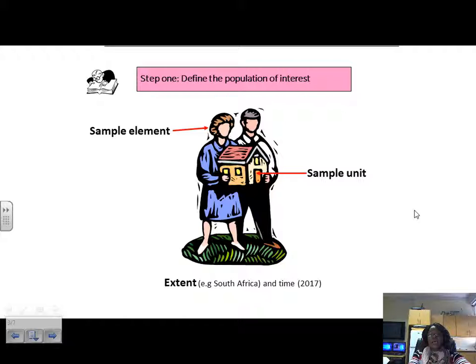Nonetheless, that is the sample element, in other words, the specific units from whom you intend to collect data. It is also important, whilst defining your target population, to indicate the geographical location of your population of interest. For instance, you can indicate that your data will be collected from Generation Y consumers who are based in South Africa. In other instances, you can also indicate the time frames, in other words, the target population residing in South Africa in the year 2017. So this is where we start off, by defining who our population of interest comprises.